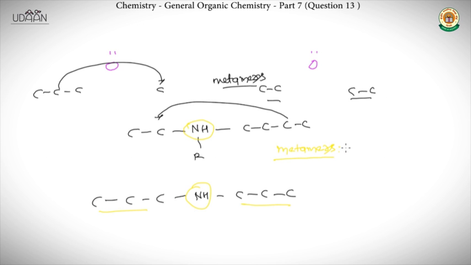Metamerism is shown by compounds which have the capability of having more than one side chain. Like the ester group, we have a side chain here and a side chain here. So they have 2 side chains, and they can differ in the number of carbon atoms. So they are considered as metamers.